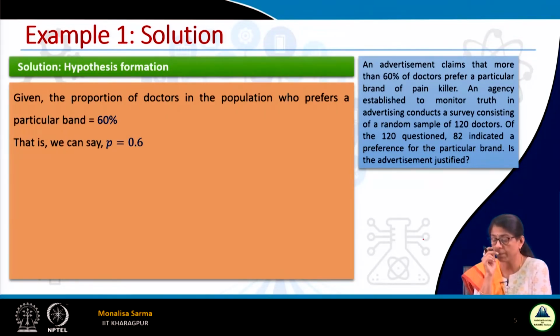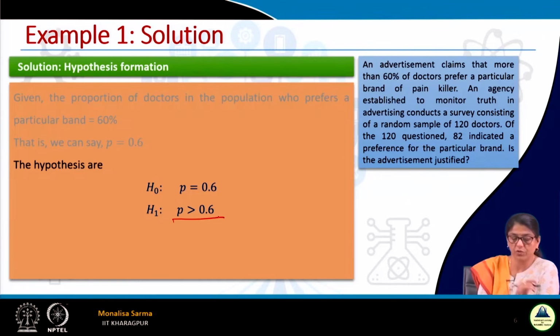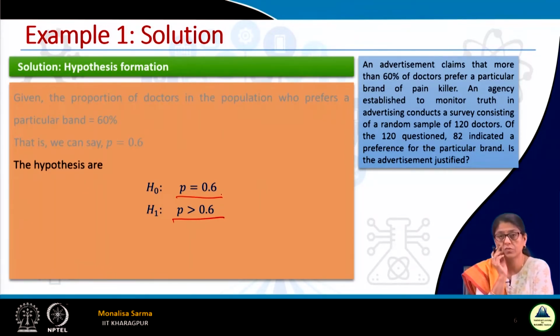So, the third party wants to prove whether it is greater. It has doubt in the advertising, so it wants to prove whether it is greater. So, definitely the alternate hypothesis is p greater than 0.6, and the null hypothesis is p equals 0.6. Why am I discussing this question? Because I want to bring one more thing to your notice.